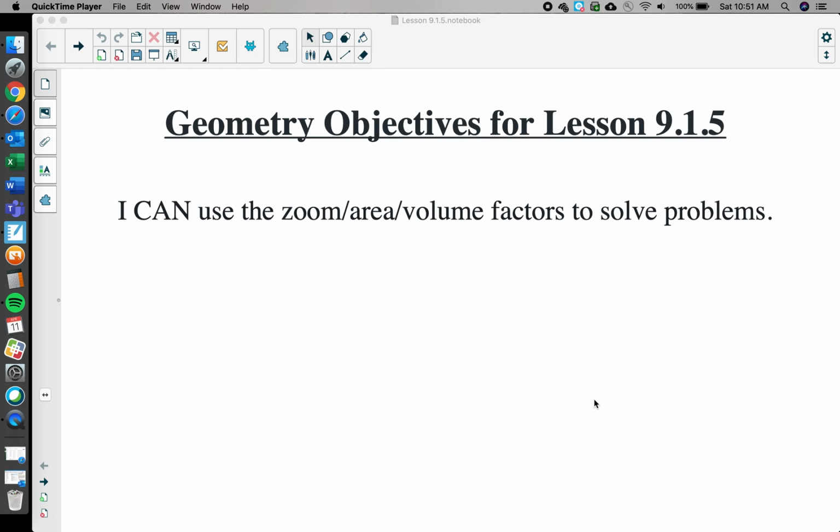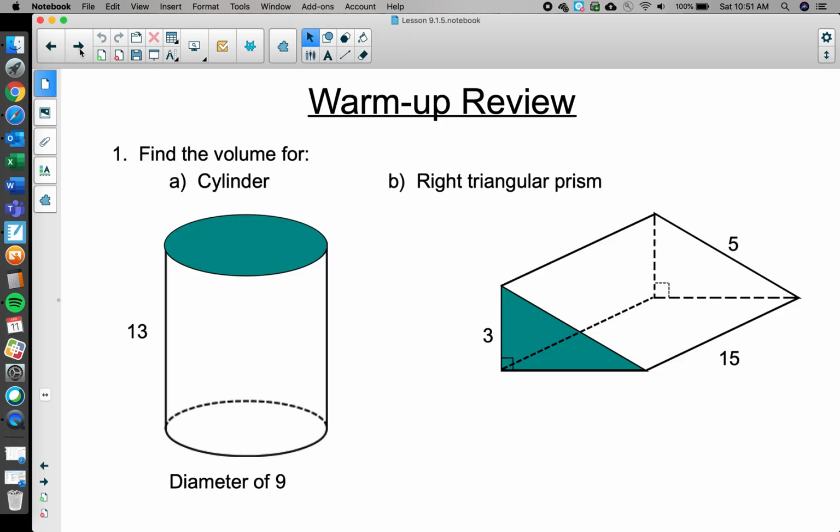And welcome to lesson 915, the last lesson of chapter 9, where we are going to use the zoom factor, area factor, and volume factors in order to solve problems. So nothing new today in terms of lesson content, just using what we talked about in lesson 914. Okay. So first off, the warm up, the review.